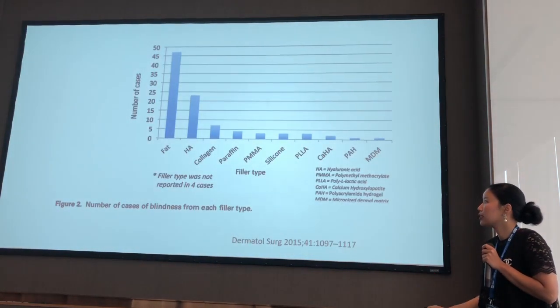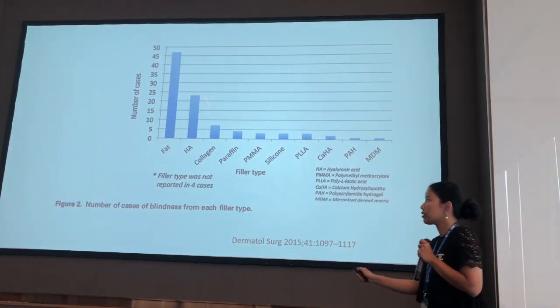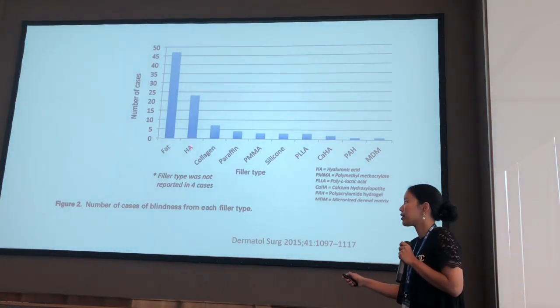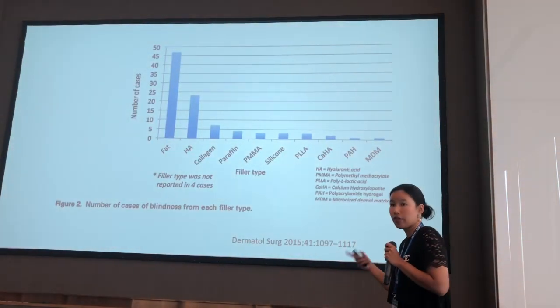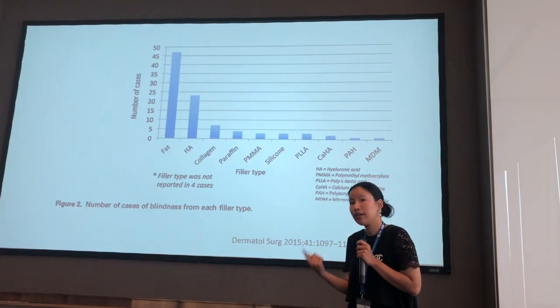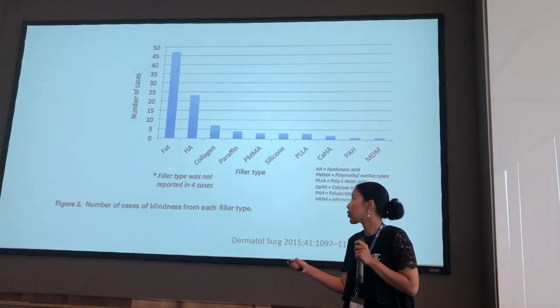And the type of filler that causes blindness maximally is fat filler. Next, HA. Okay, HA I think is understandable because we have used it a lot, and the more we do the procedure, the more the complications happen. But this is very impressive for the fat, for this number.